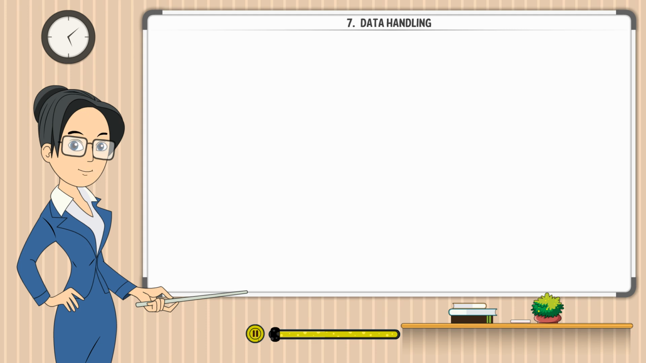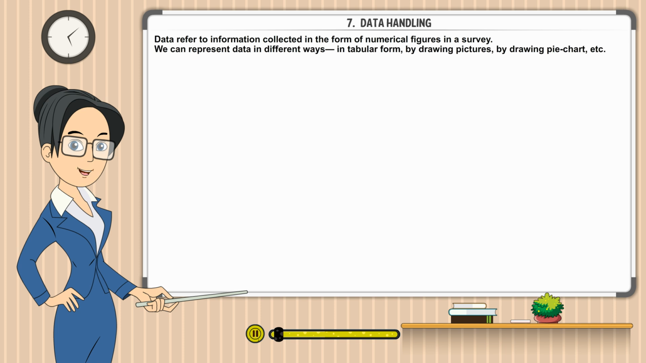Chapter 7. Data Handling. Data refer to information collected in the form of numerical figures in a survey. We can represent data in different ways: in tabular form, by drawing pictures, by drawing a pie chart, etc. If we represent the given information by drawing pictures, it is called a pictograph.